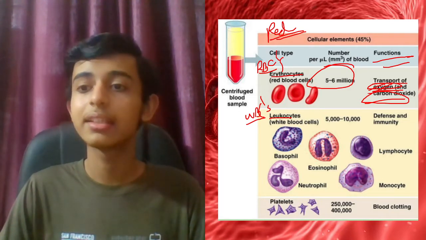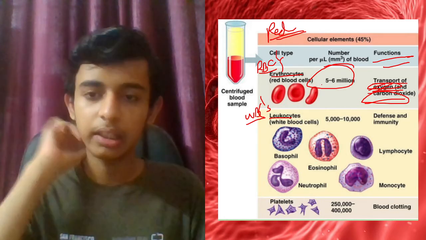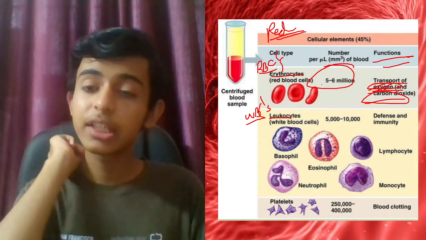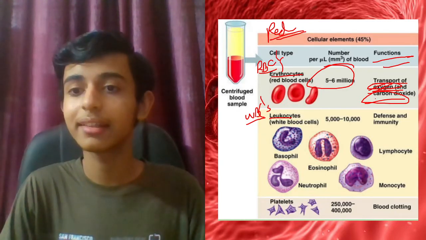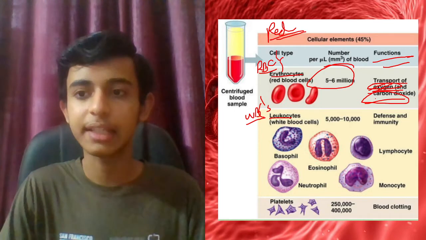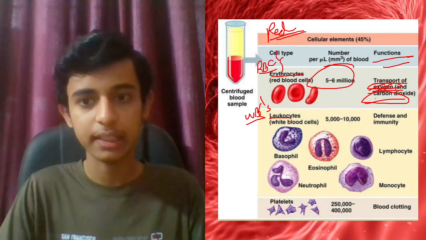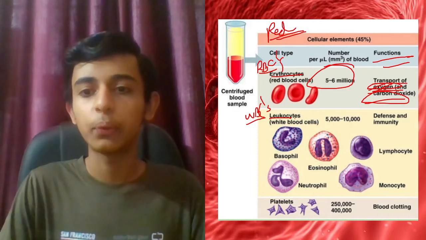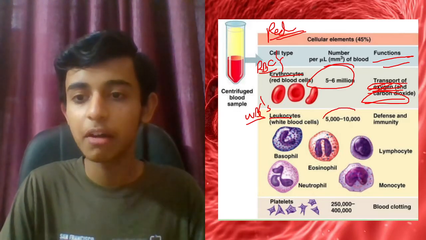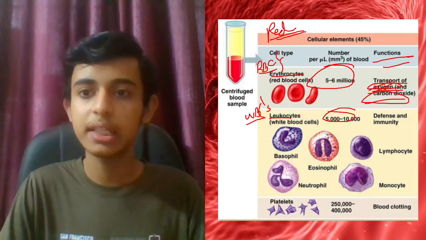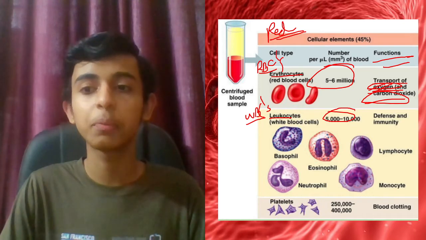So it is carried in this manner, but your erythrocytes have the affinity to even carry the carbon dioxide. So do not think that they can do a lot of things. Their main function is to transport oxygen and carbon dioxide. Clear? Now WBCs, which are also known as leukocytes, their number is 5,000 to 10,000 per microliter of blood, or per mm cube of blood.